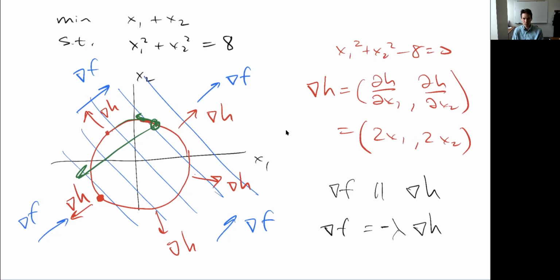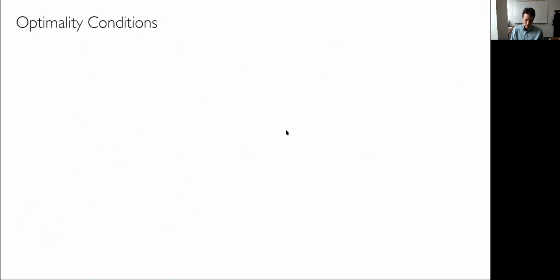Okay, so this is not a proof. We're just kind of motivating an idea here. All right, so let's do this a little bit more formally. Let's look at optimality conditions. And first, we're going to do a bit of review. Let's think about it as if it was unconstrained.